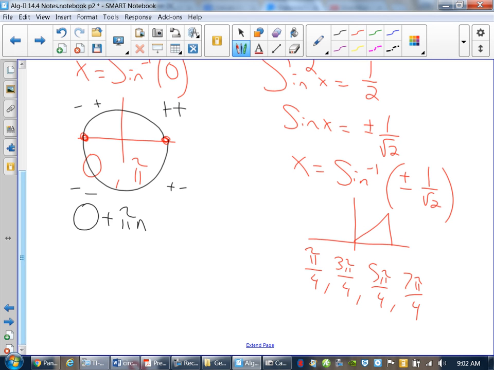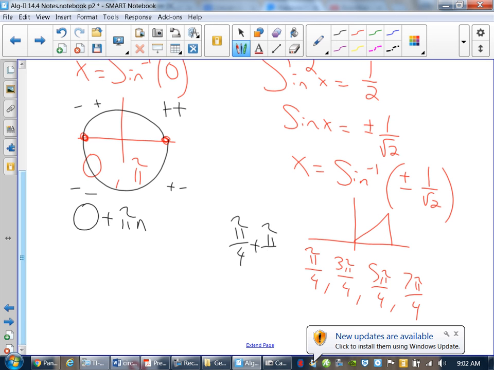Pi over 4, 3 pi over 4, 5 pi over 4, 7 pi over 4. What's happening between each one of those angles? How much are we going up? We're going up half a pi each time. We're going up 2 over 4 each time. So the most basic way to write this out would be pi over 4 plus pi over 2 n.